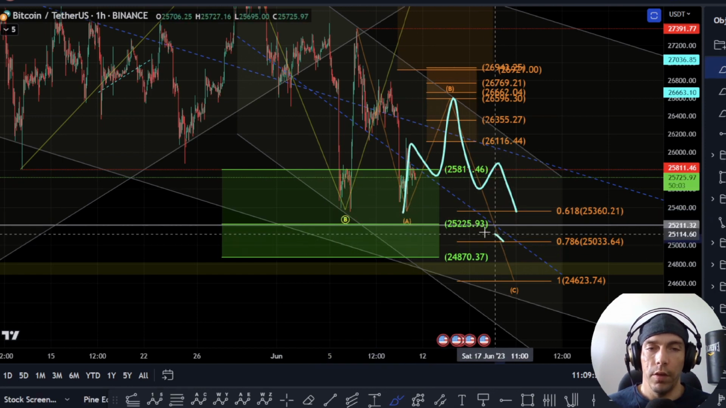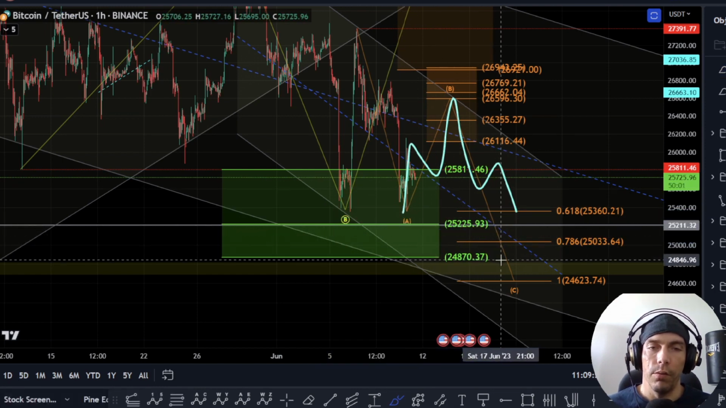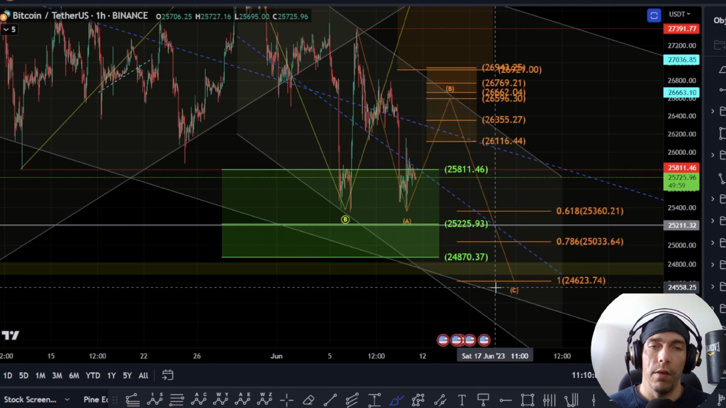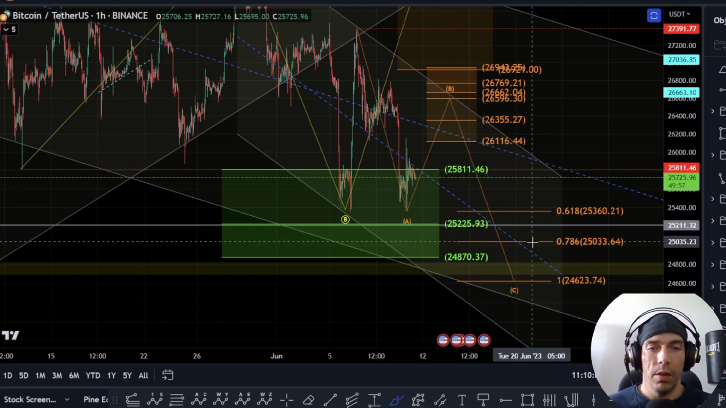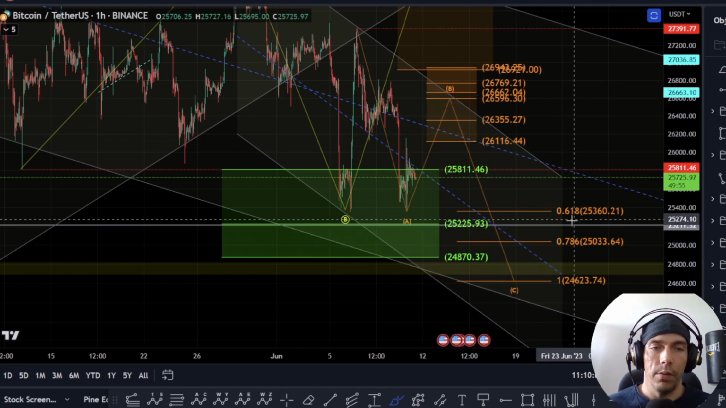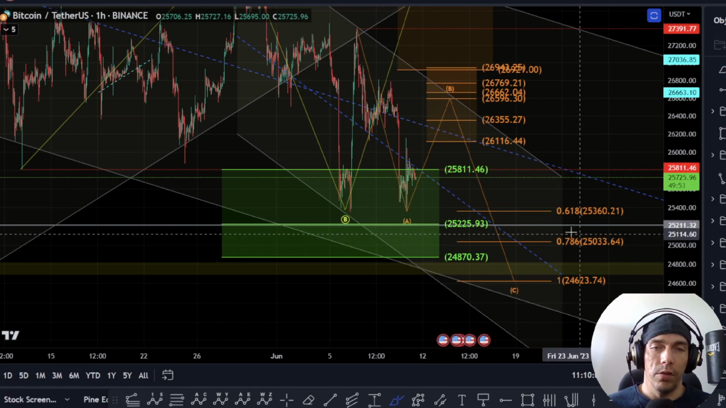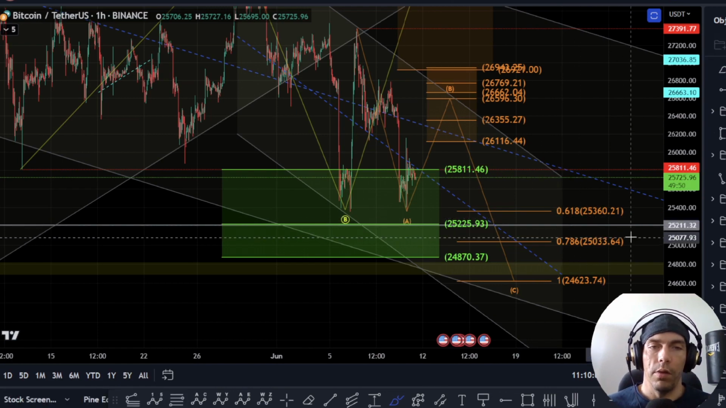What we could actually see is price come back into these levels and then look to complete into these lows. Or alternatively, we've got these lower targets, this 25,225 to this 24,870. So keep an eye on these levels. We do have the 786 sitting here at this 25k region, and the 0.618 is sitting here at this 25,360.